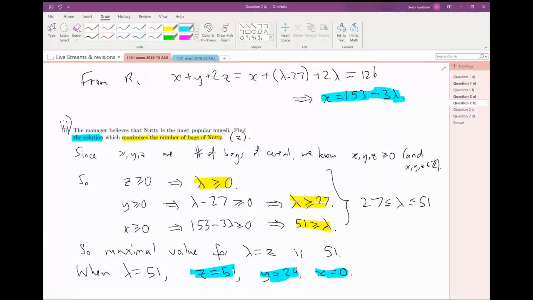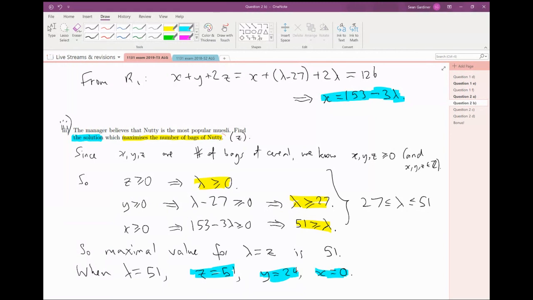Yes, I agree. So in an assignment situation, you would absolutely be expected to write out the full solution. In an exam situation, I'm sure once you've reached that lambda equals 51, you've essentially solved the problem. You've demonstrated what the question needed you to demonstrate. So that would probably have been sufficient. But technically, yes, they are asking for x, y, z.